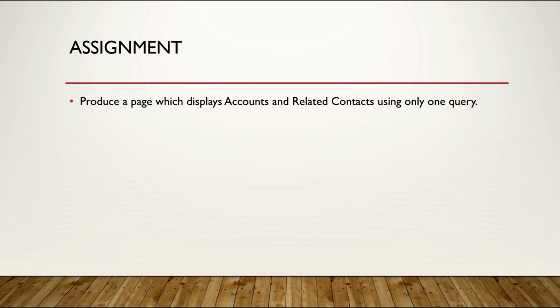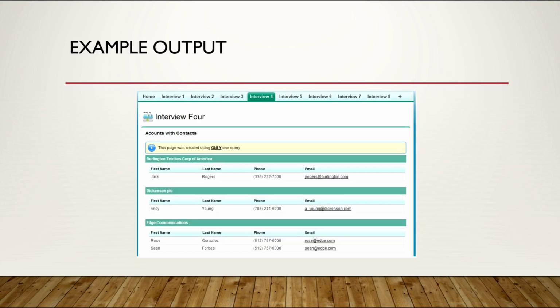Alright guys, so for this assignment, what we're going to be doing is producing a page which displays accounts and related contacts using only one SQL query. So this is an example of what the application is supposed to look like. At the top you see that we have a message basically saying that this page was created using only one query. This means that the page you see below this message was created by using one SQL query.